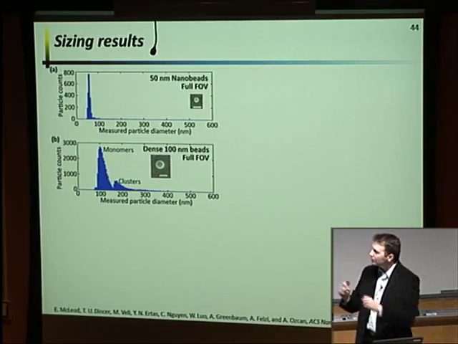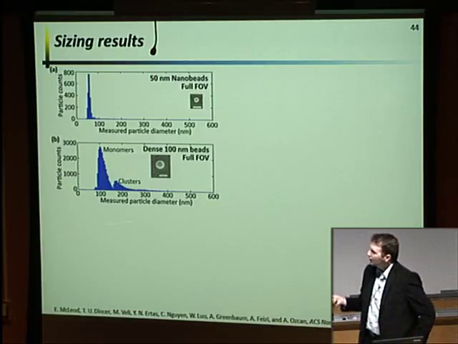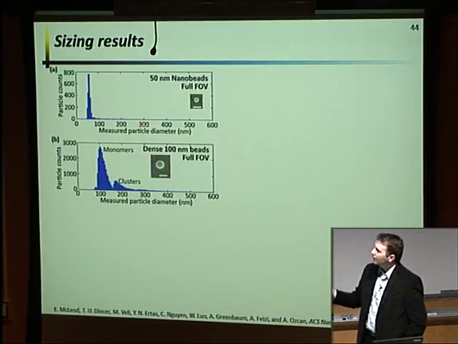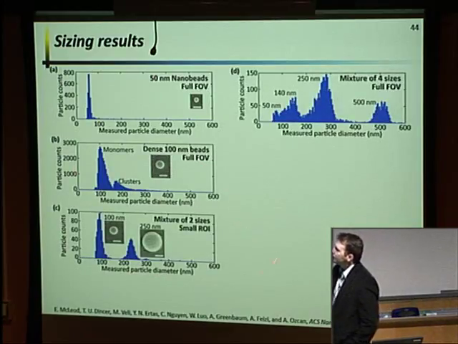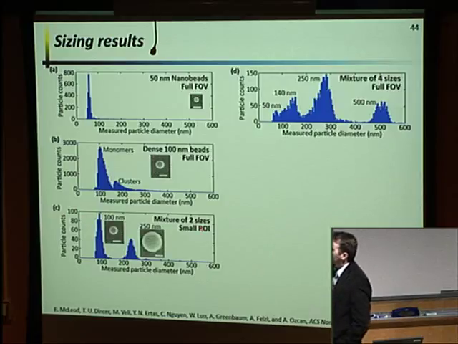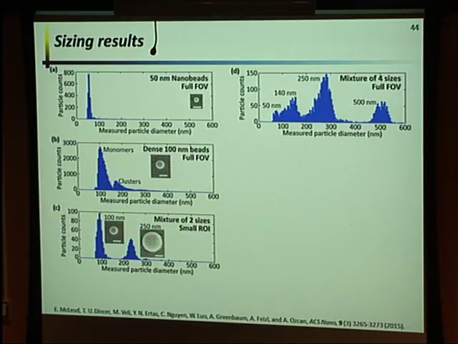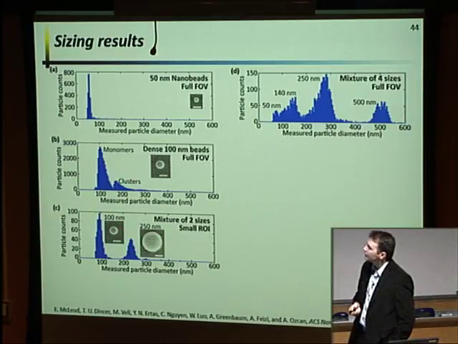And they happen to be so close that sometimes we're picking up clusters. But you can see we're getting this peak at 100 nanometers, and we can image a very large number of particles. Another example is looking at two different sizes. So this is a heterogeneous mixture of 100 nanometer particles, 250 nanometer. This is a mixture of 4 different sizes.